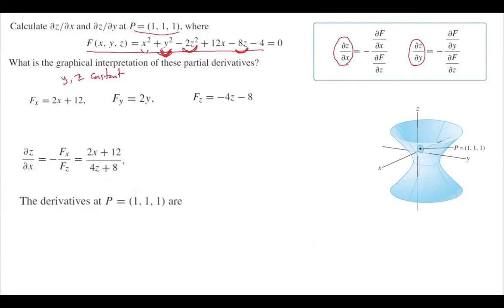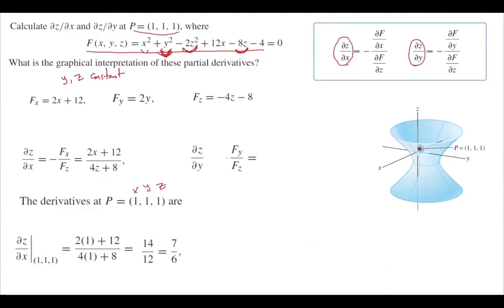The derivative at P(1, 1, 1) means that x, y, and z are given to us. This is this point just right here. It is 2 times 1 plus 12, divided by 4 plus 8, or 7 over 6. So the rate of change of the function with respect to x is positive.